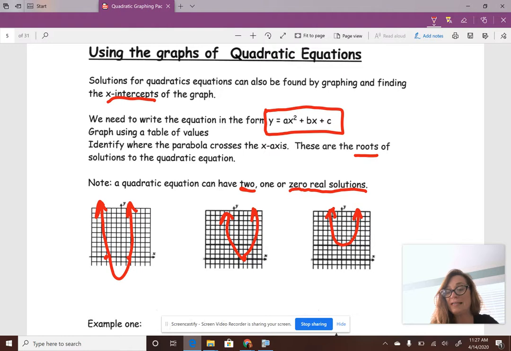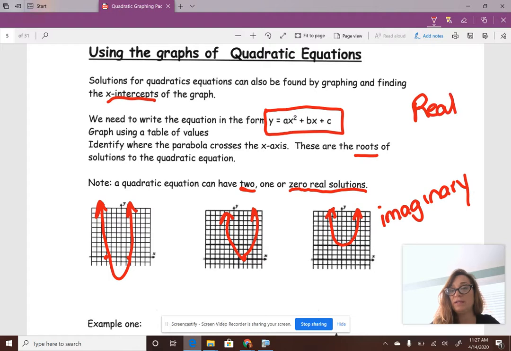So a solution that is not real is called imaginary. So remember, we have the real number system that is rational and irrational. Imaginary is not part of that. It's not real.